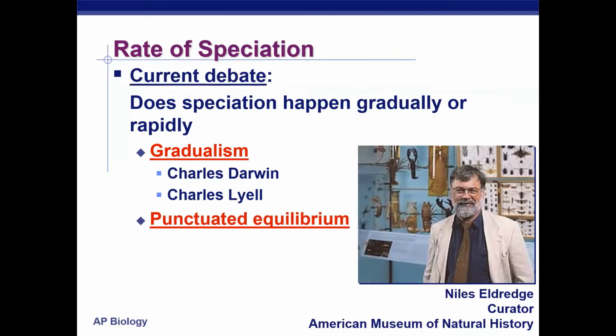Then we have punctuated equilibrium, where you get a lot of change really quickly. And by quickly, we're still talking about like 10,000, 50,000 years. But then you have these periods of equilibrium where nothing happens. This is championed by two evolutionary biologists, Stephen Jay Gould and Niles Eldredge. And here we have Niles Eldredge. So let's look at these ideas.